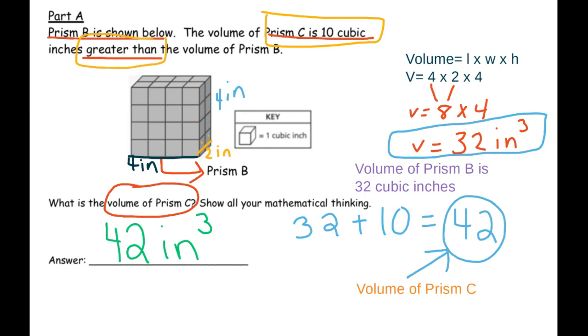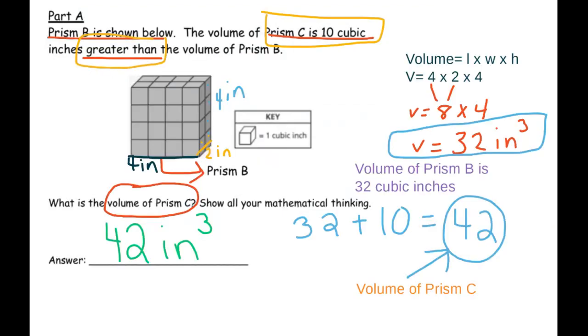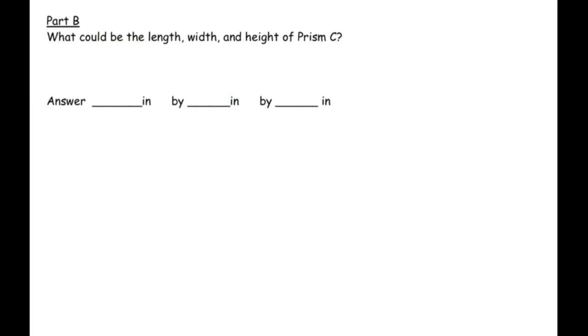Now we're going to go on to part B. Part B says, what could be the length, width, and height of prism C? Going back to prism C, here is where prism C is. It says prism C is 42 cubic inches. That's the volume that we came up with, 42 cubic inches. So we want to figure out what are some possible length, width, height of prism C. This answer, there could be many answers for part B, but we're only going to choose one.